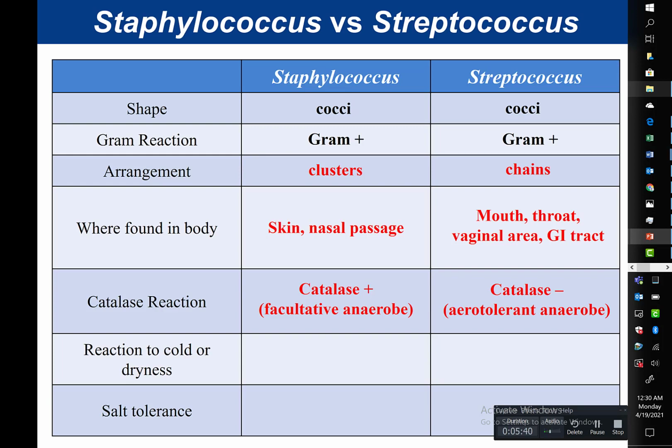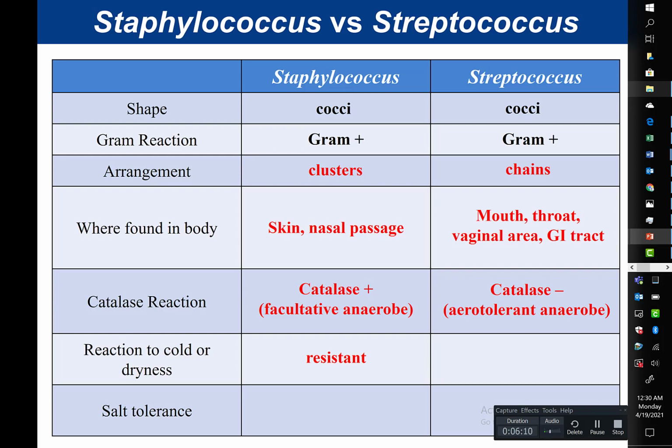But for now, when we're comparing staph and strep, just be aware that Staphylococcus is catalase positive because they do use O2 as their final electron acceptor. Streptococcus is going to be catalase negative because they don't use O2 as their final electron acceptor. Now, in terms of their reaction to cold or dryness, Staphylococcus is going to be resistant, meaning it's not very sensitive to cold or dryness.